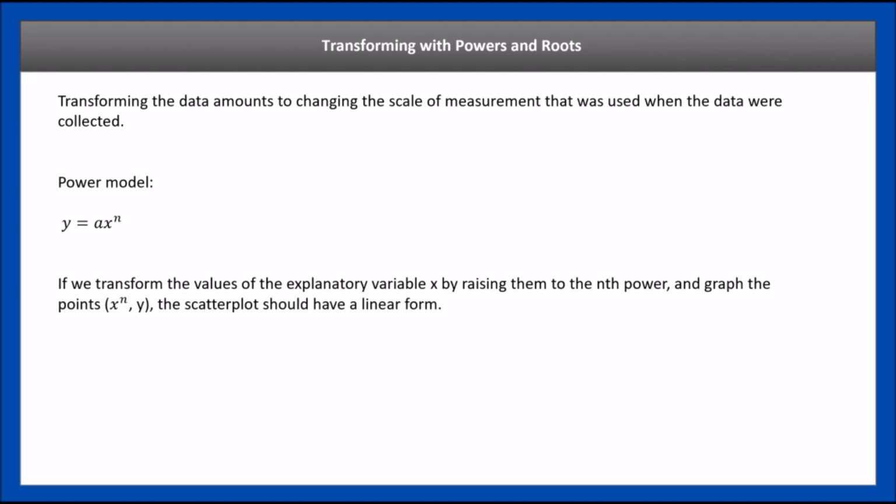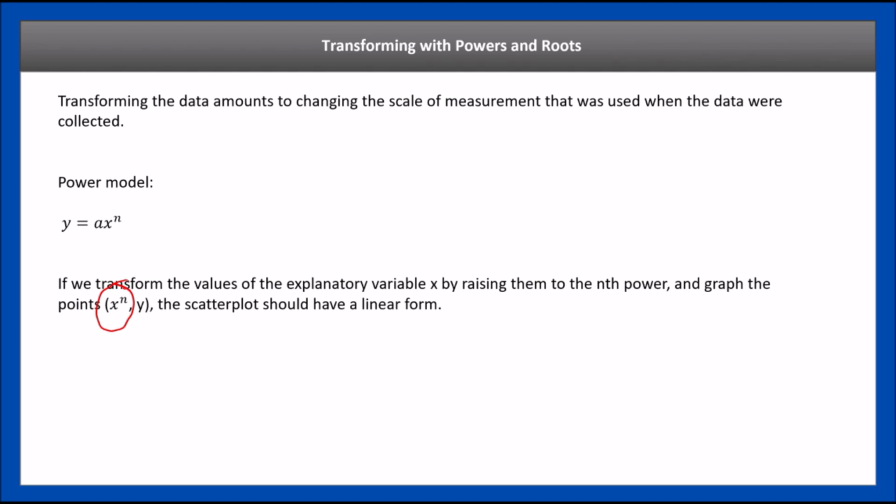So this is the traditional power model. In a power model, if we transform the values of the explanatory variable x by raising them to the nth power, then we can graph the points x to the n and y. If we graph x to the n instead of just the traditional x, y, meaning we transform the x values by raising them to the power, that actually allows the curve to be linear.